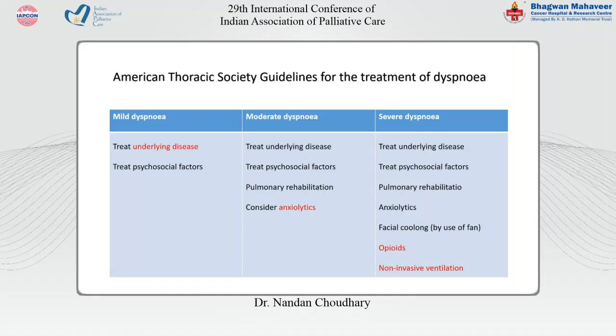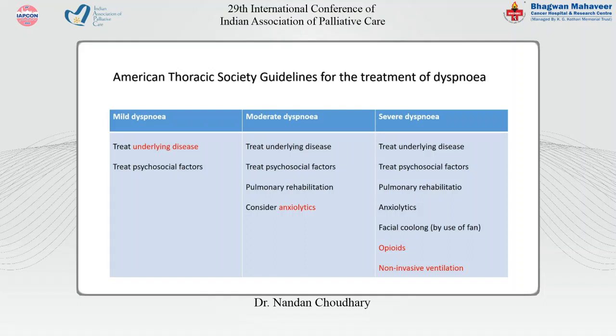According to the American Thoracic Society guideline for the treatment of dyspnea, dyspnea has been divided into three categories: mild, moderate, and severe. They have divided these categories so that appropriate treatment can be given. For mild dyspnea, they advise treating the underlying disease and also treating psychosocial factors.